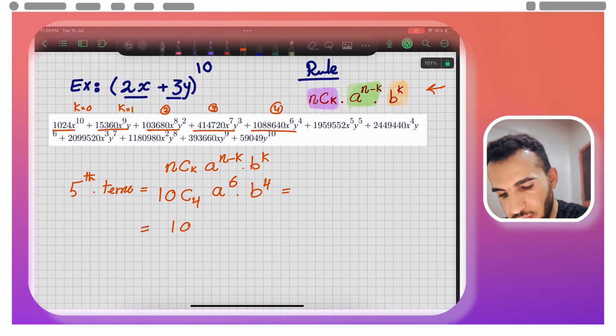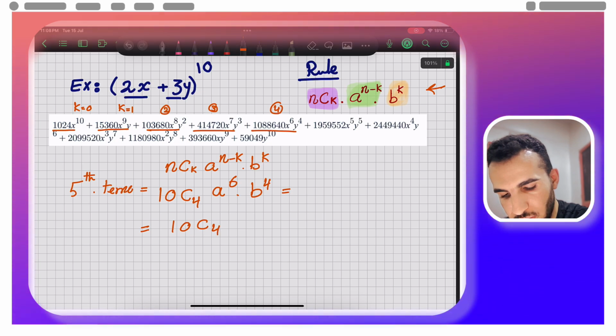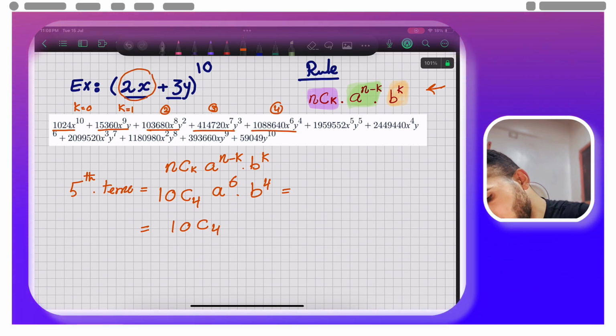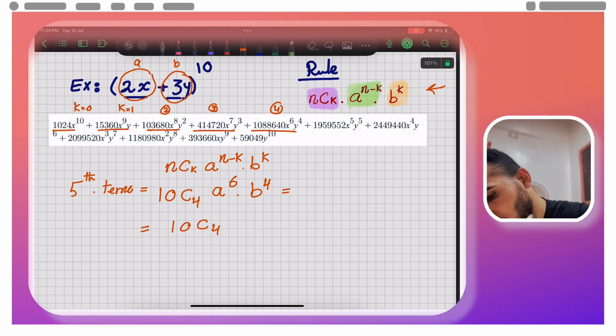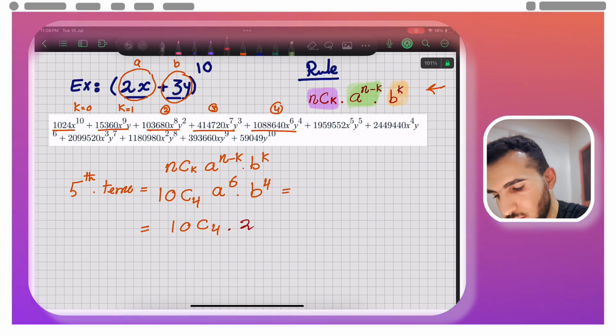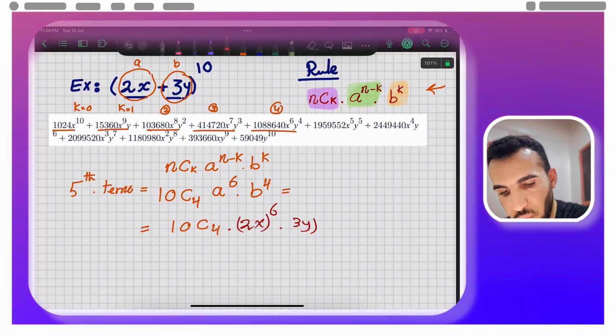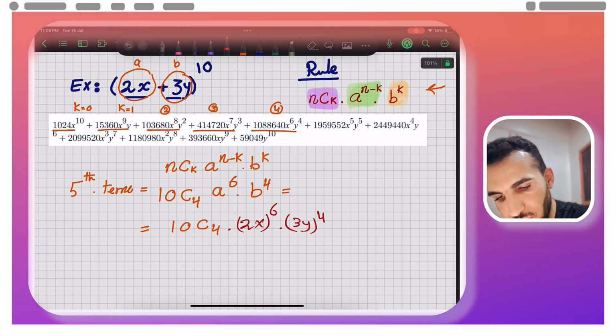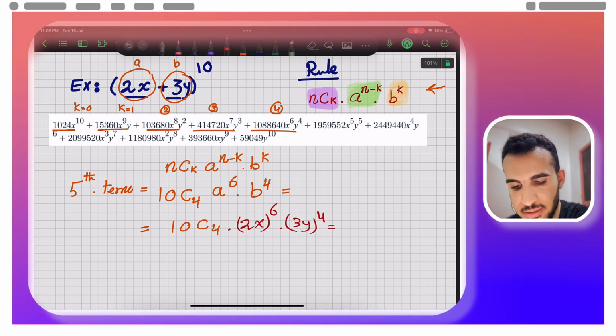So I'm going to write it here, okay? 10 choose 4. A, this is the first term I mentioned, and this is the second term, which means b, okay? So let's replace each one. So it will be 2x raised to power 6, multiply 3y raised to power 4. And let's try to find the answer.